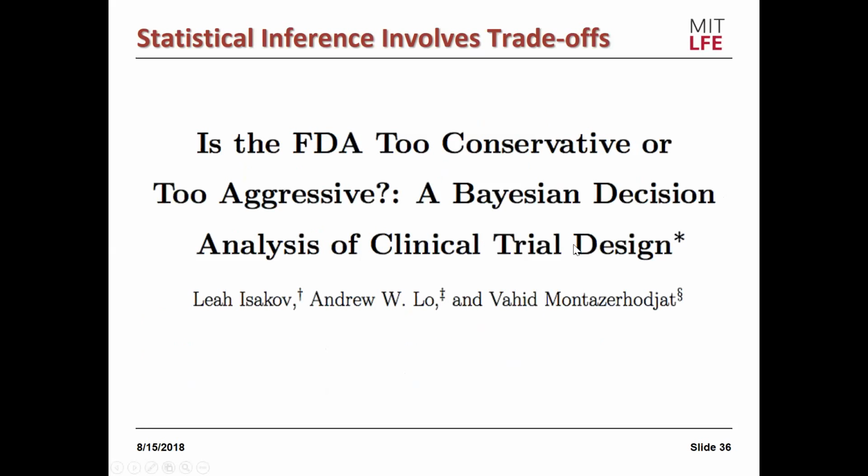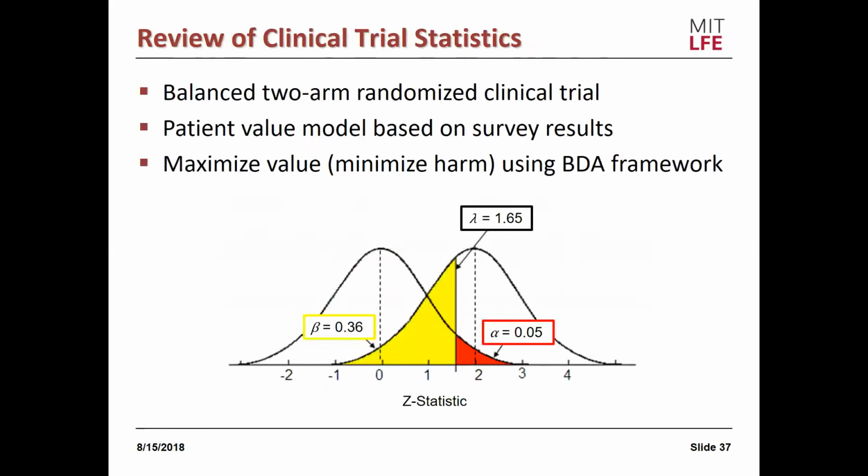A former student in our lab, the LFE, Vahid Montazer Hojat, along with Leah Isakov and Professor Lo, decided to approach this problem through the lens of Bayesian decision analysis, BDA for short. In their analysis, they considered fixed sample, balanced, two-arm randomized clinical trials. What this means is that in this trial, half of the patients are assumed to receive the investigational therapy, and the other half receive some form of control treatment.